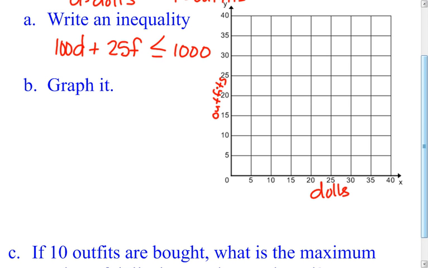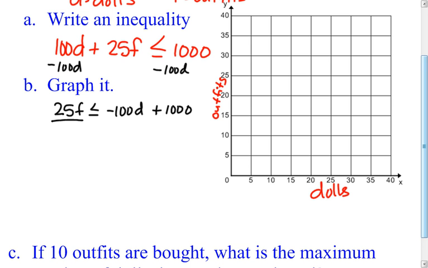Okay? So I will subtract 100d, and I will have 25f is less than or equal to negative 100d plus 1,000. Divide by 25 all the way across. Oops, not negative 25, sorry. And I will have f is less than or equal to negative 4d plus 40.